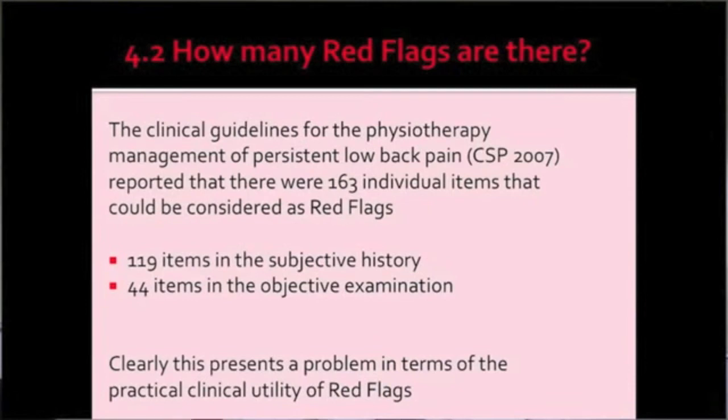If we look at how many red flags are actually available to us as clinicians, the clinical guidelines for the physiotherapy management of persistent low back pain, which the CSP published in 2007, reported that there are in the region of 163 individual items that could be considered as red flags. The way this was split was that 119 items were in the subjective history and 44 items in the objective examination. And clearly this presents a fairly major problem in terms of the clinical utility of trying to use individual red flags.